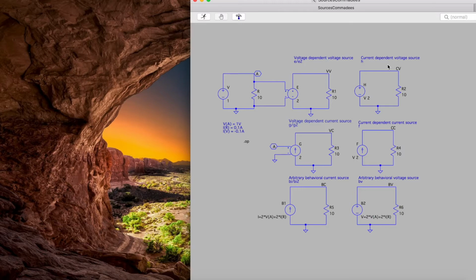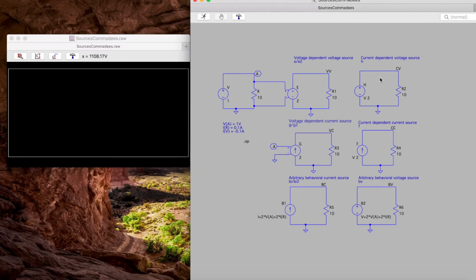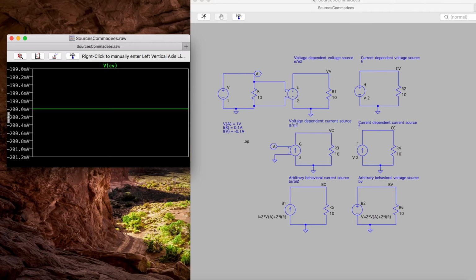The second one is a current dependent voltage source. The configuration is the following one. At first, we have the name of the voltage source, of which we consider the current, and then we have the trans resistance between the voltage and the current. So run. We look at this voltage and we can see that we have minus 0.2 volt.